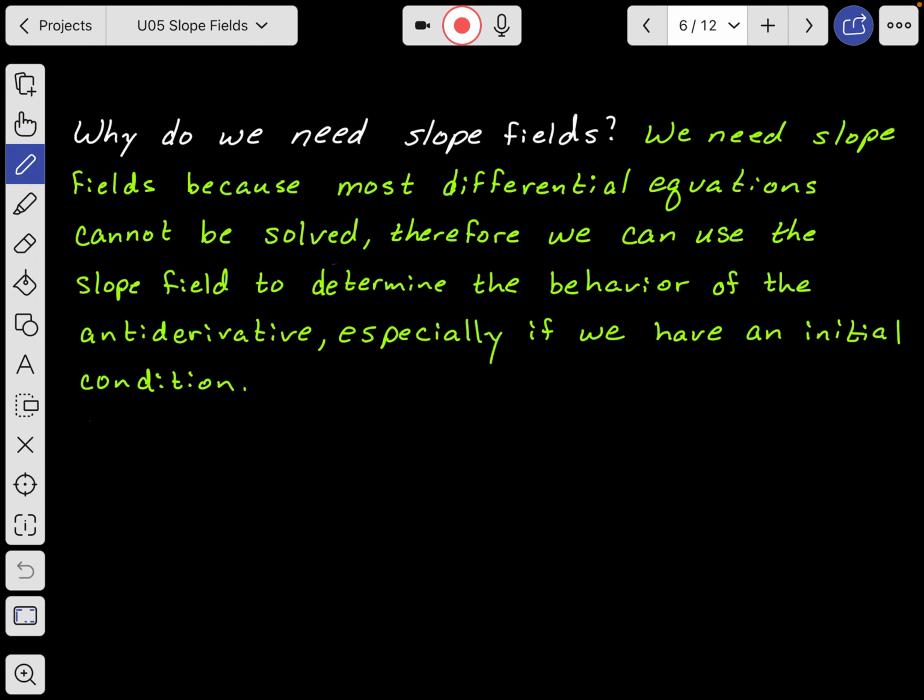All right, so why do we need slope fields? Well, because most differential equations can't be solved. Therefore, we can use a slope field to determine the behavior of the antiderivative, especially if we have an initial condition.